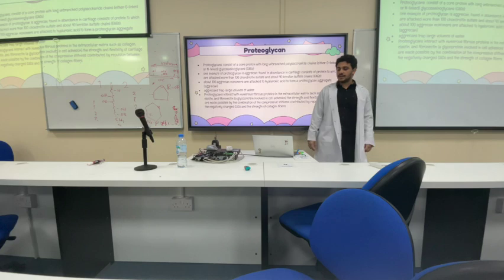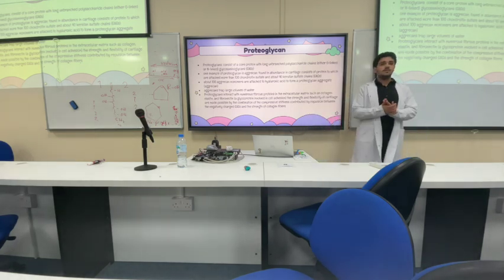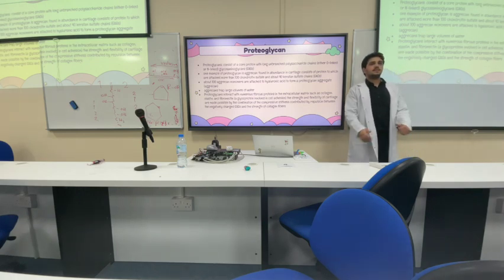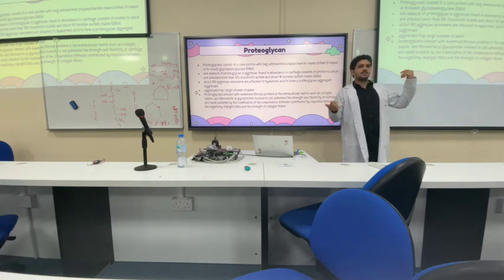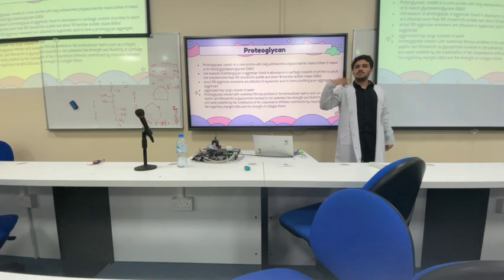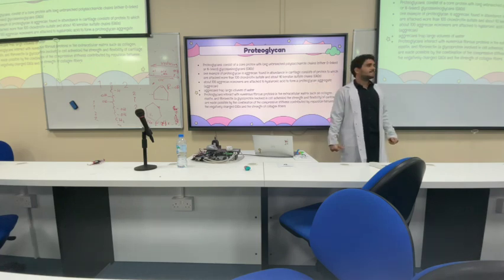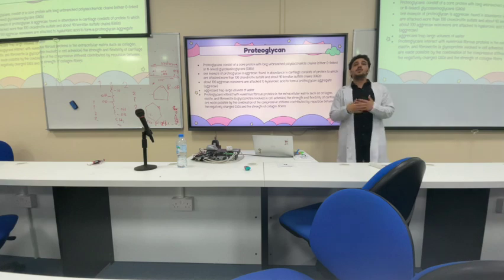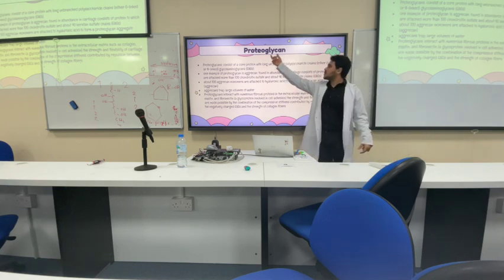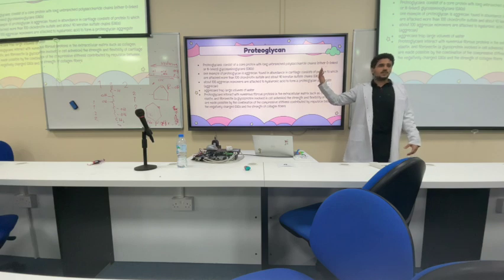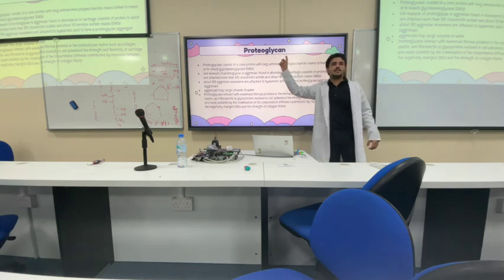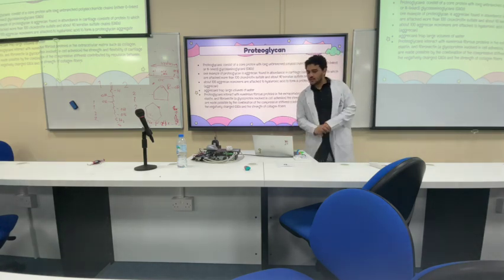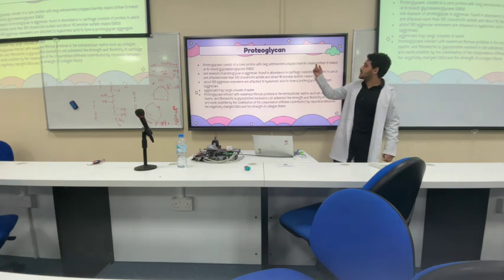We start off with the proteoglycans. What do they consist of? From the name, proteoglycan, do they have more carbohydrates or proteins? Who says proteins? Who says carbohydrates? Yes, it's more carbohydrates. You can think about it from the family name: proteo means protein, glycans means the carbohydrate family. So proteoglycan has more carbohydrates. It consists of a core protein with long unbranched polysaccharide chains.